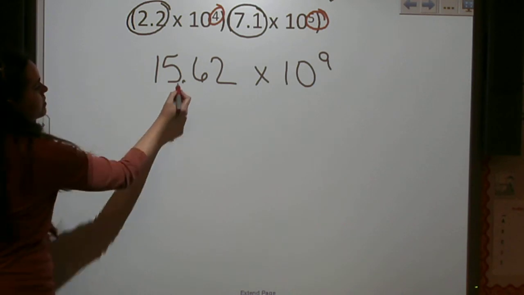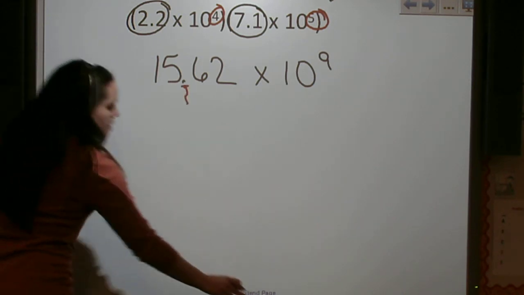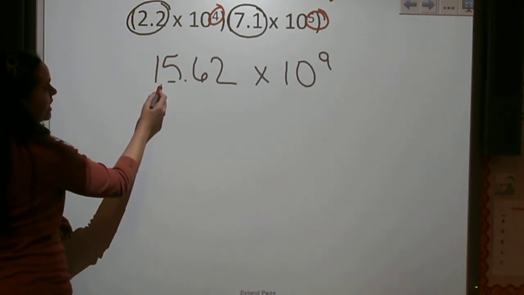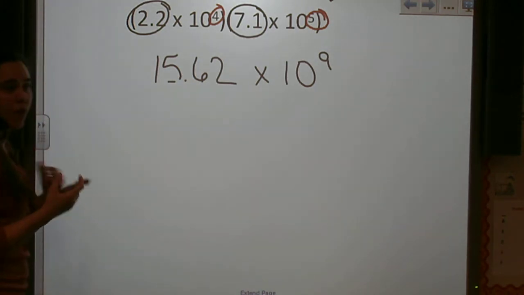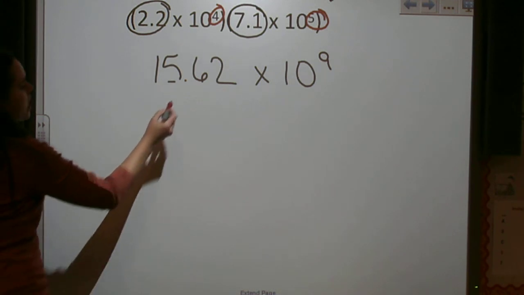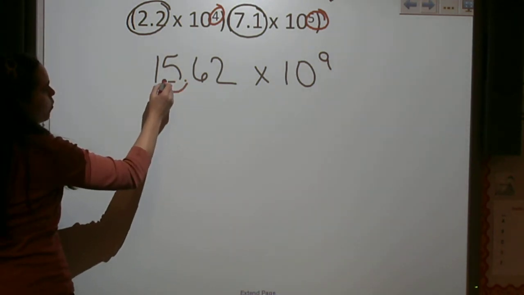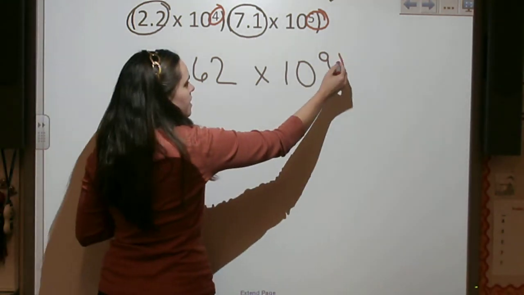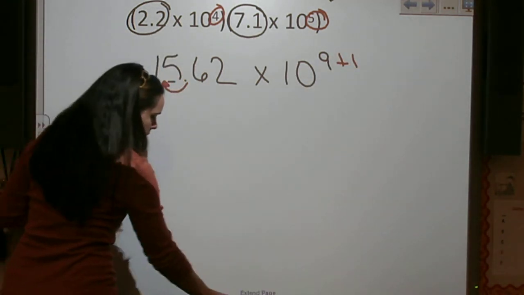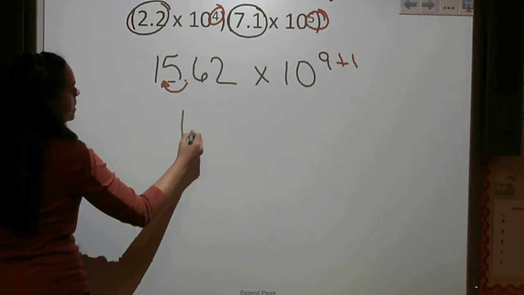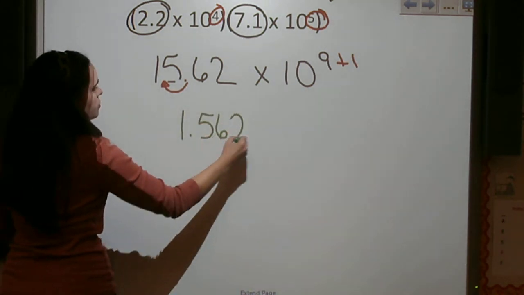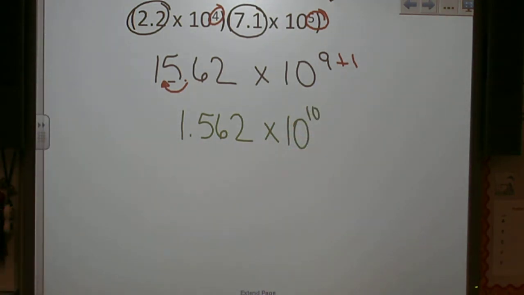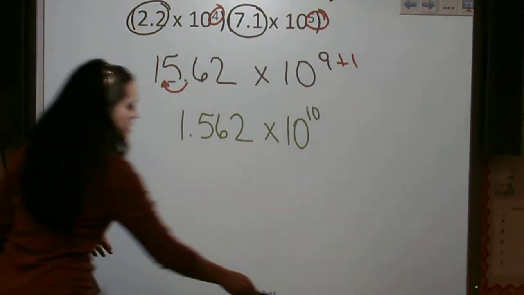Now on to the last step. Again, here is our decimal, but this is not where we want it. We want our decimal here, so our number is greater than 1 but less than 10. So I'm going to move this decimal one place to the left. By moving it one place to the left, that means I add 1 to the exponent, and my answer is 1.562 times 10 to the 10th. Okay, let's look at another example.